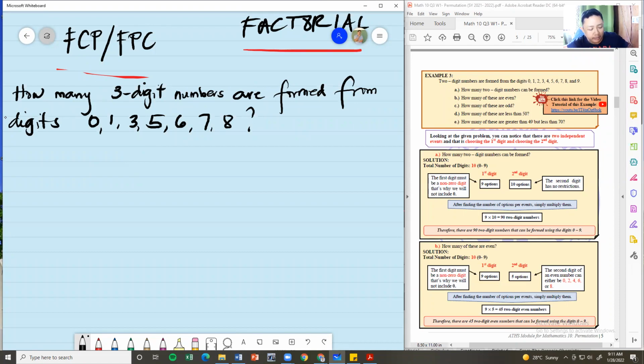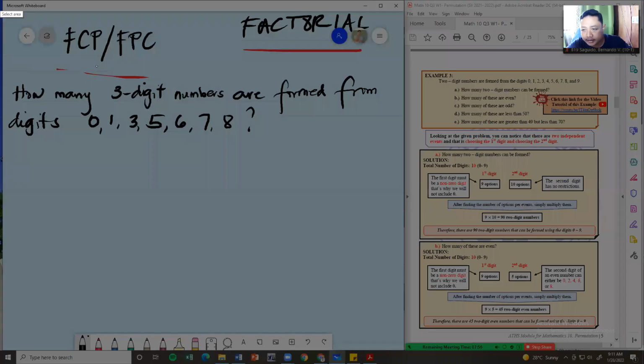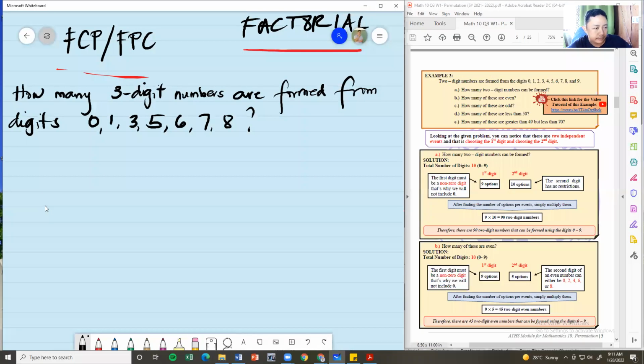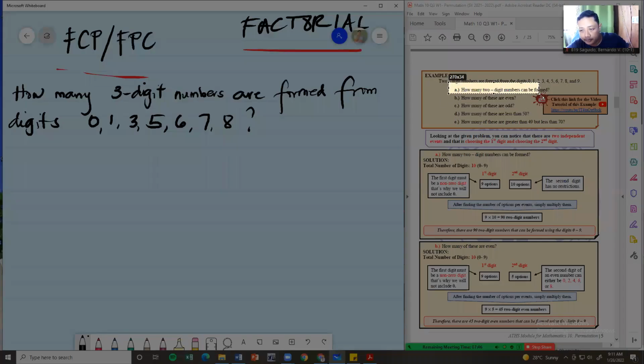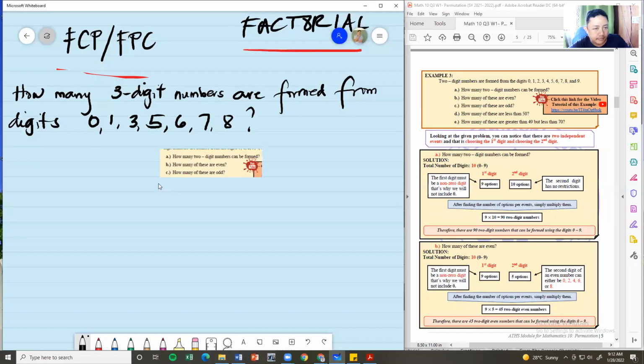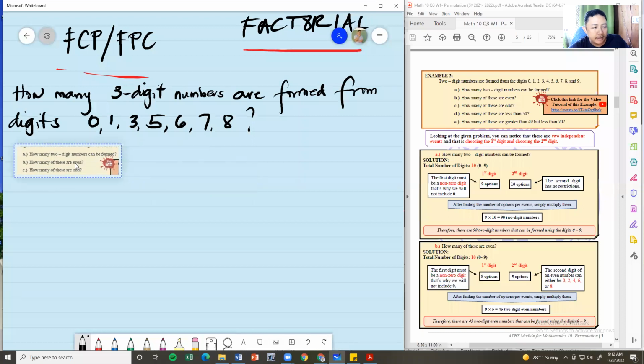And then we will be copying this notations. Copy. Wait lang. Copy here. Ayan.